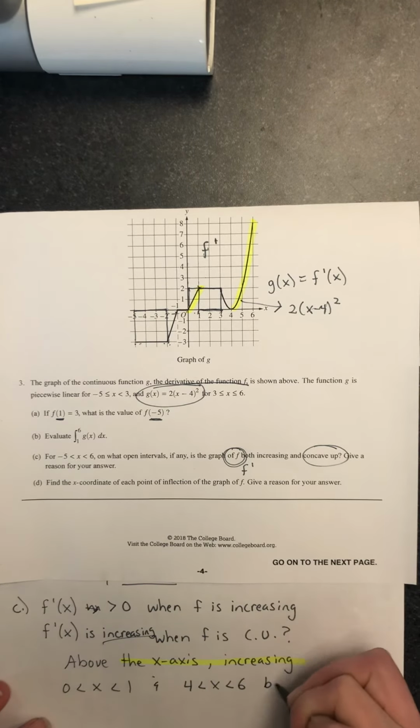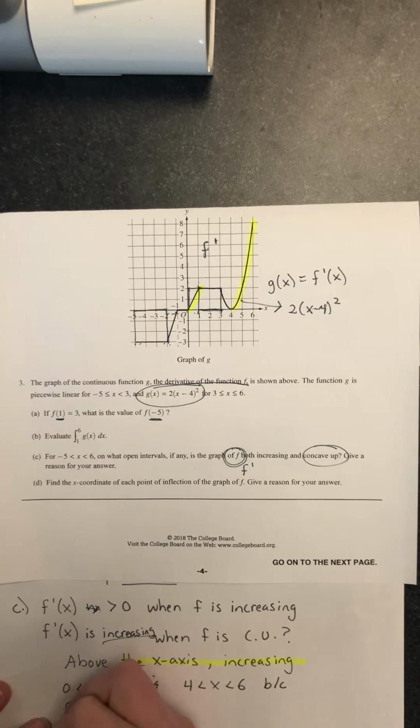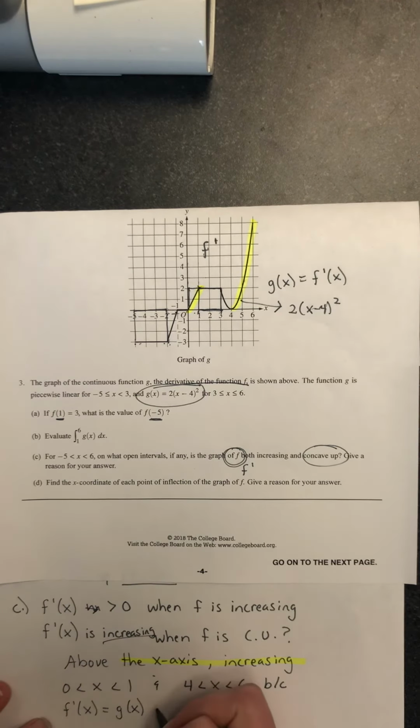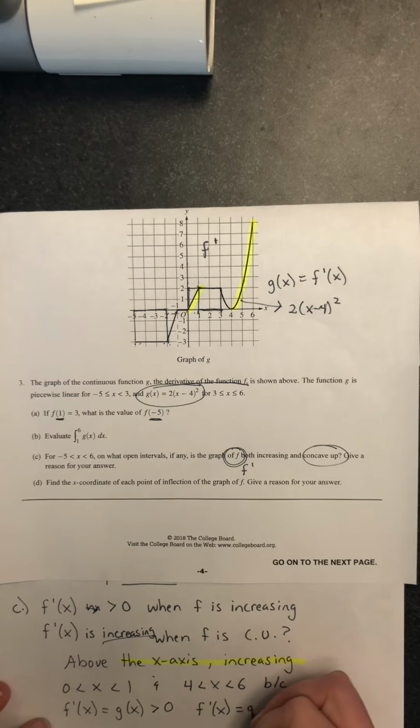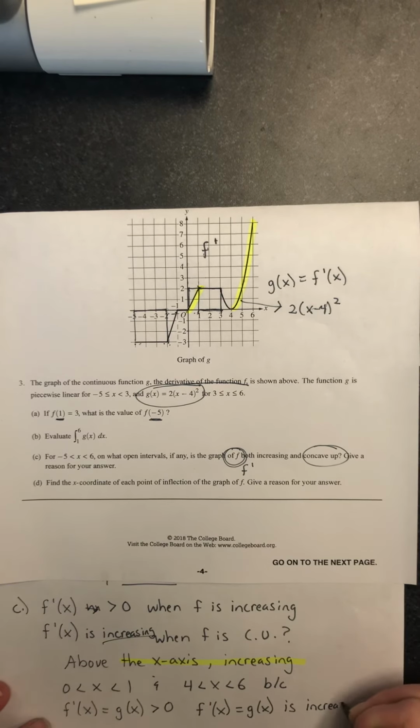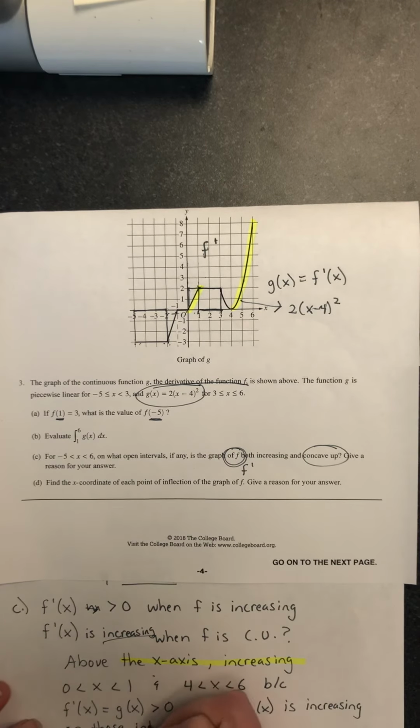And I know that because f prime of x equals g of x. We already know that, we wrote that. And we know that that's where it's greater than 0. We also know that f prime of x, which equals g of x, is increasing on these intervals too. Okay?